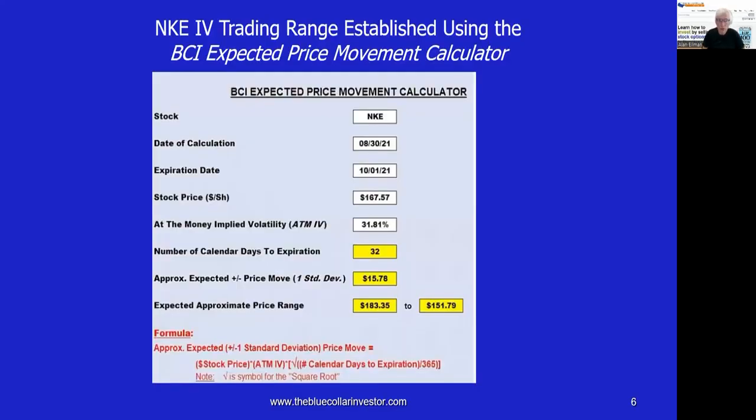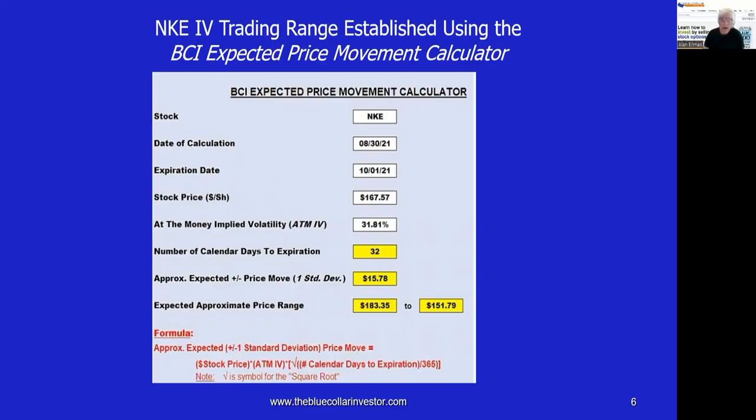Let's first use the BCI expected price movement calculator. And those of you who have access to a pen and paper, I'll be giving you the actual conversion formula in just a few seconds. But with the expected price movement calculator that was developed by BCI, on the top of the spreadsheet in the white cells, you're going to enter the following 5 statistics.